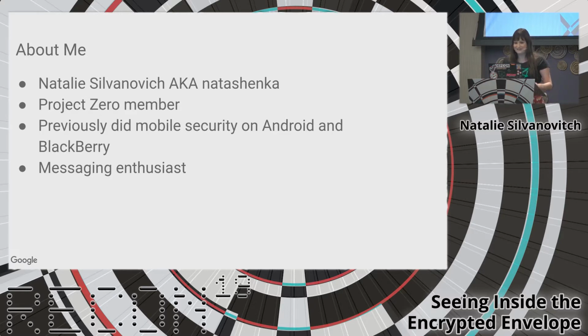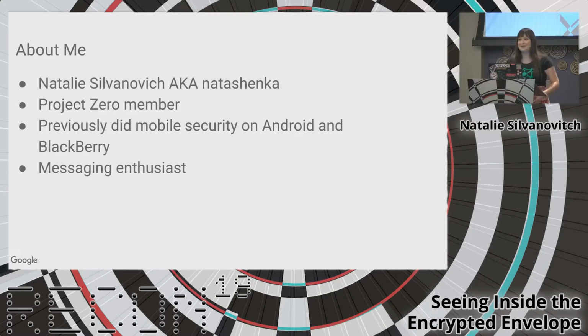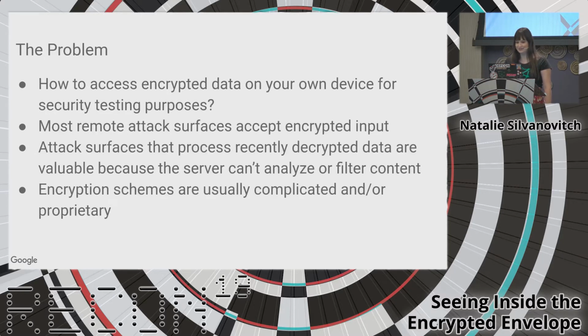So I'm Natalie Silvanovitch, and I'm a security researcher on Google Project Zero. And currently, I've taken up a bit of enthusiasm for instant messaging. I've been trying to find vulnerabilities in a number of messaging clients. And there's one problem that I found myself encountering over and over. And the question is, how do you test an encrypted messenger?